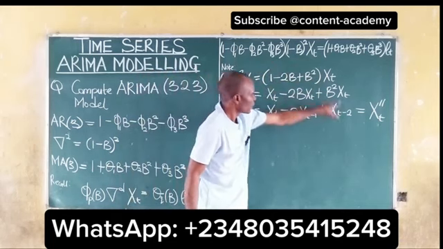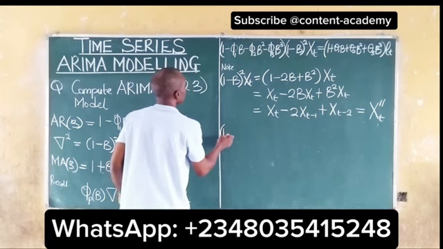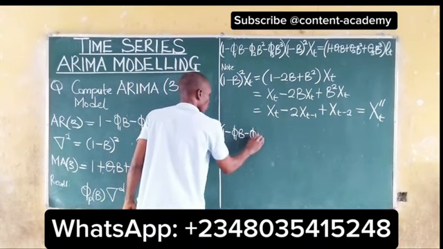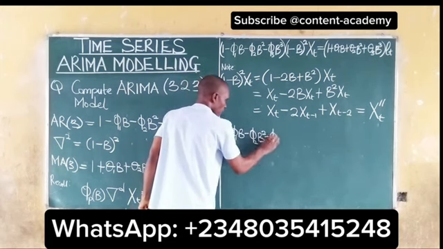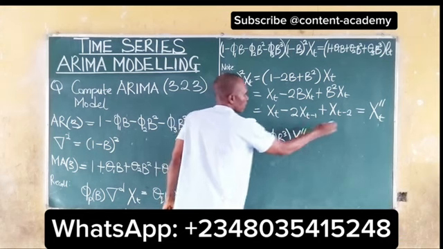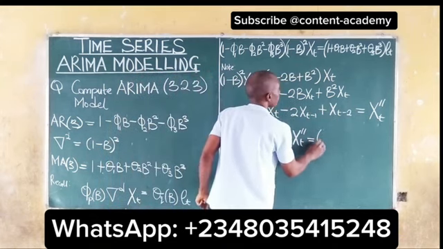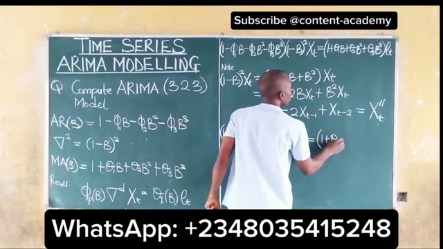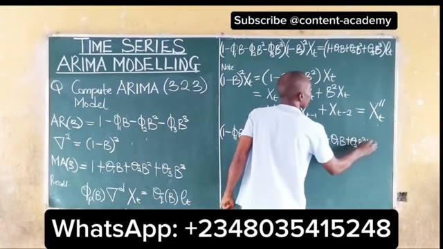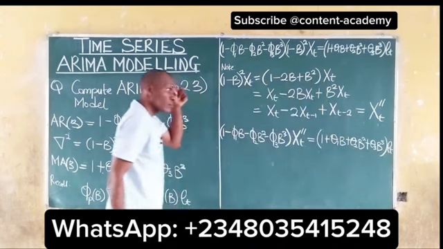So the whole of this we have is this. So we can write what we have here as 1 minus phi 1 B minus phi 2 B squared minus phi 3 B cubed, X_t double prime, equal to 1 plus theta 1 B plus theta 2 B squared plus theta 3 B raised to the power of 3, e_t. This is what we have.